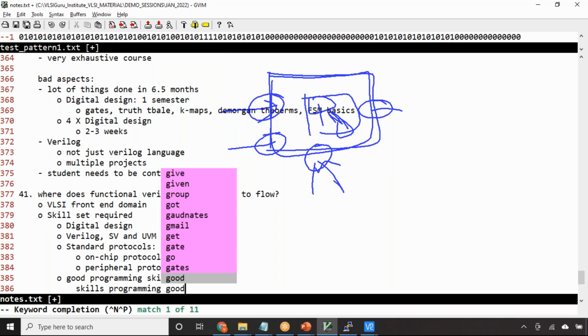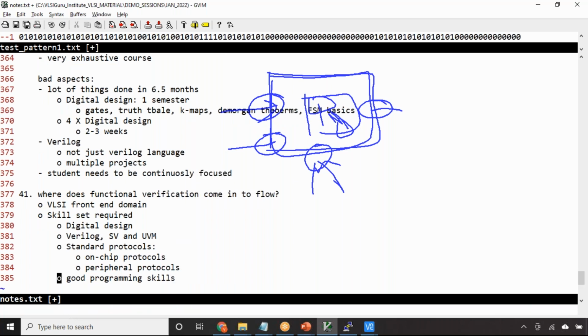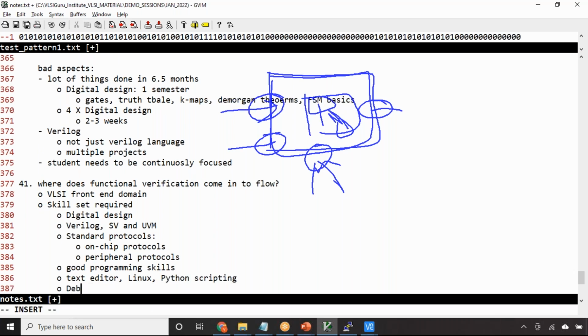Some techniques make my programming quick, and you should learn that kind of technique. Other than that, you need some scripting and programming skills, GVim or some other text editor, Linux, and either Perl or Python scripting. And most importantly, you should have good debugging skills.